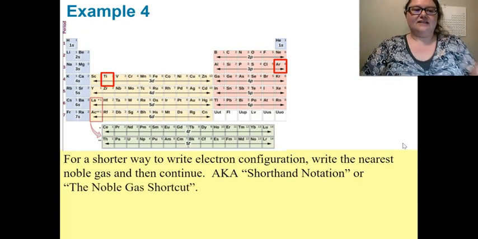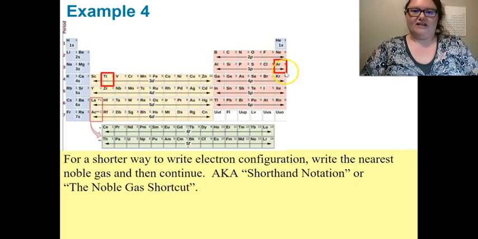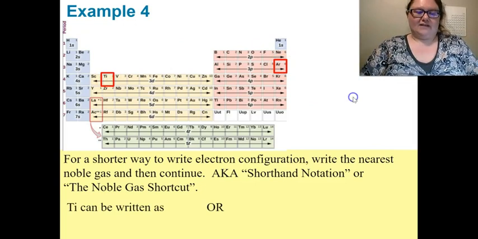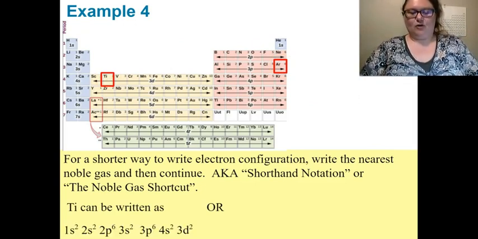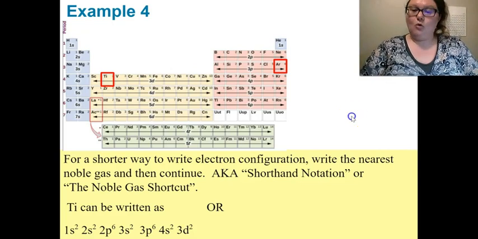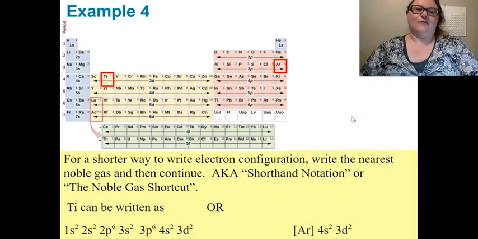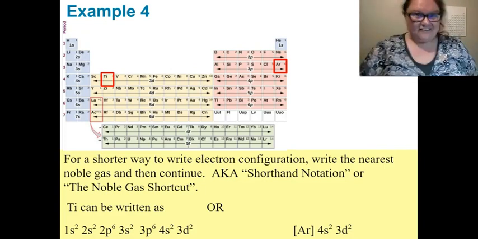So if we look at titanium there, I've boxed it in red. Titanium has the previous noble gas of argon. So the full configuration for titanium can be written like this, or I can do the shortcut, which you see on the right. You like that shortcut, don't you? Because it makes it less work, right?